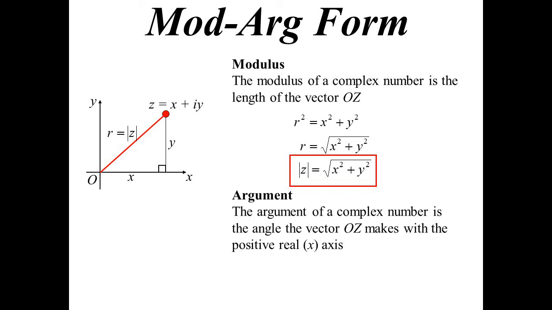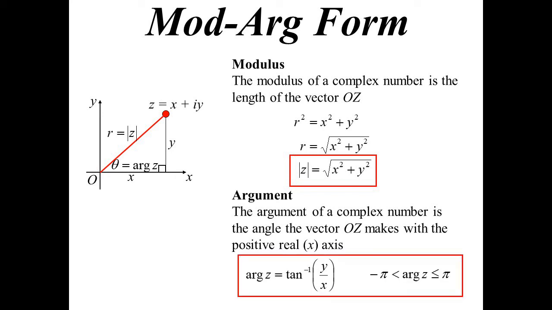And the argument is the angle it makes with the positive x-axis. These are also known as polar coordinates. So it's another way of defining a point on the number plane. And so to work that out, bit of trig, inverse tan of y on x would get that particular angle.